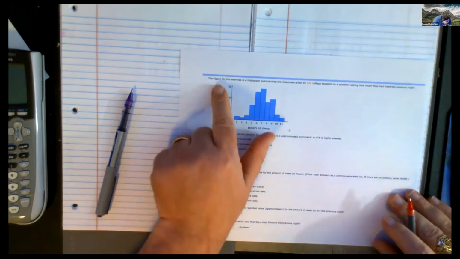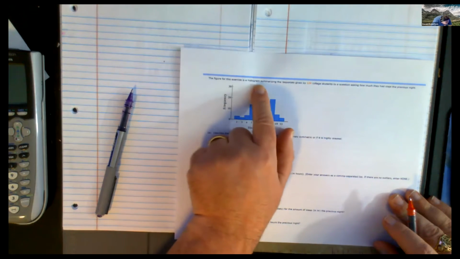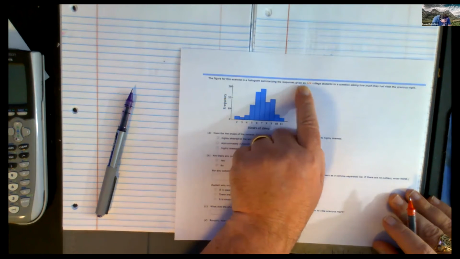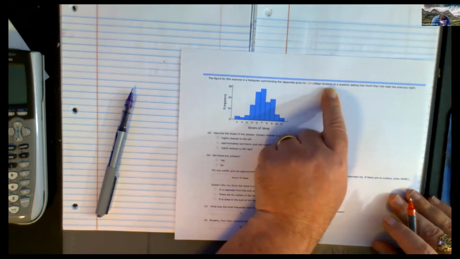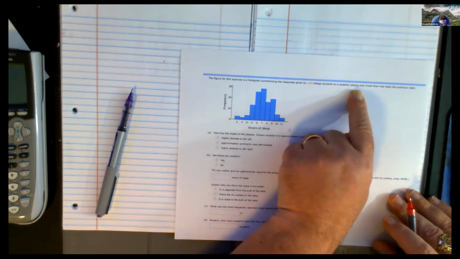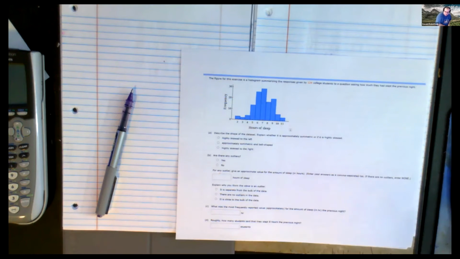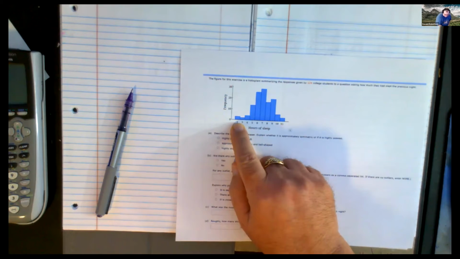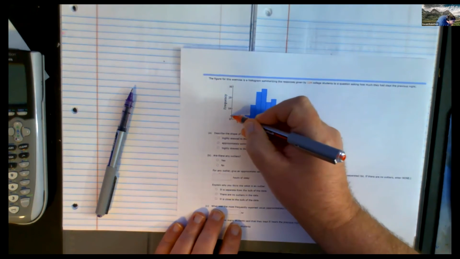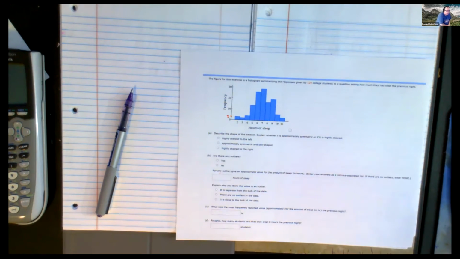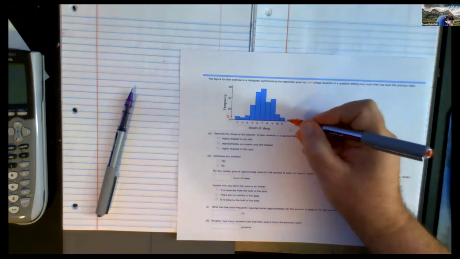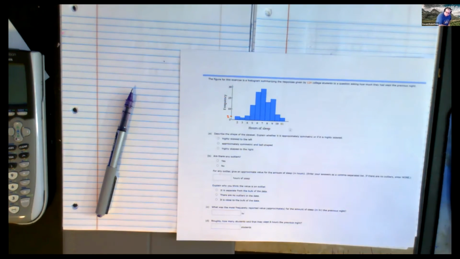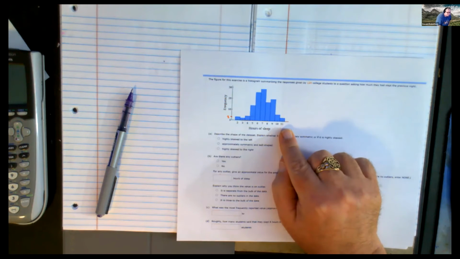Now, this one here says the figure below, this histogram, summarizes the responses given by 124 college students to the question asking them how much sleep they had the previous night. Based on that scale, that's probably 2 different students. It's probably a little bit more than one, so it'd be 2. So 2 students only slept for 2 hours. I don't know why you would sleep for 11 hours.